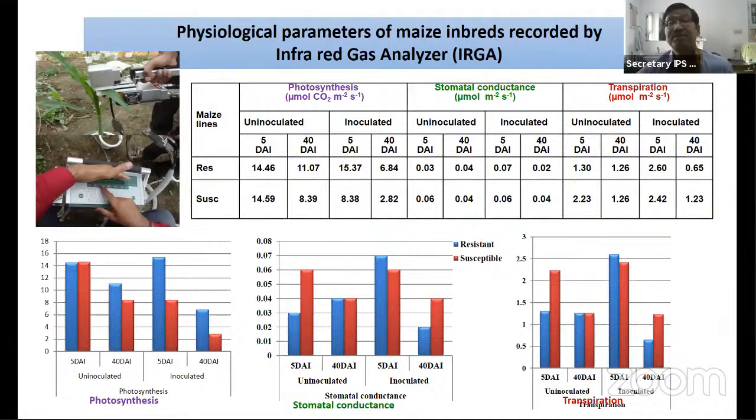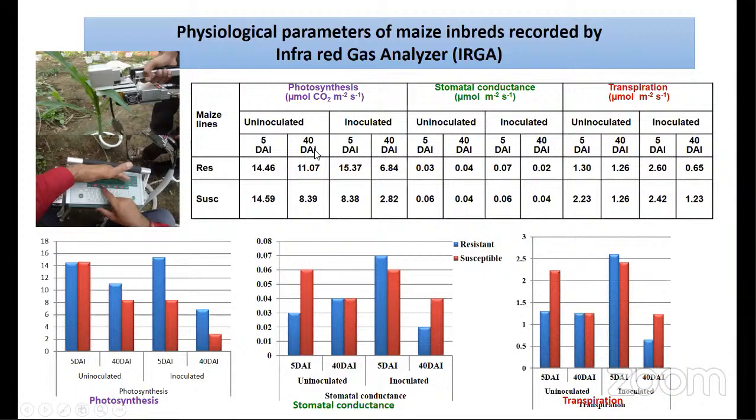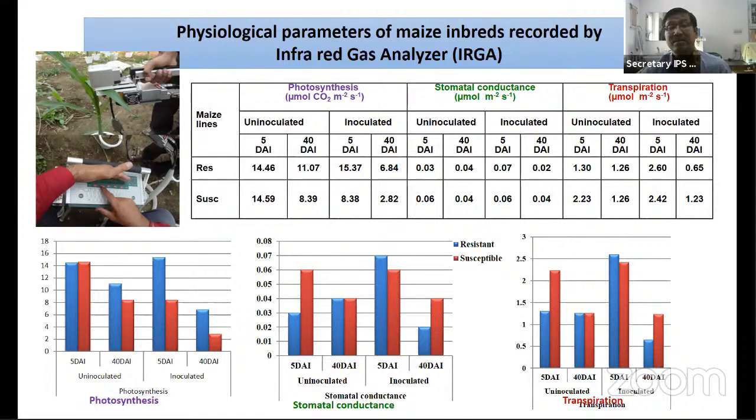So with respect to the physiological parameters also, we found a higher photosynthetic rate in the highly resistant SC7 as compared to the susceptible one. Similarly, stomatal conductance was less in the highly resistant one, and transpiration was also less in the highly resistant SC7 as compared to the susceptible CM119.